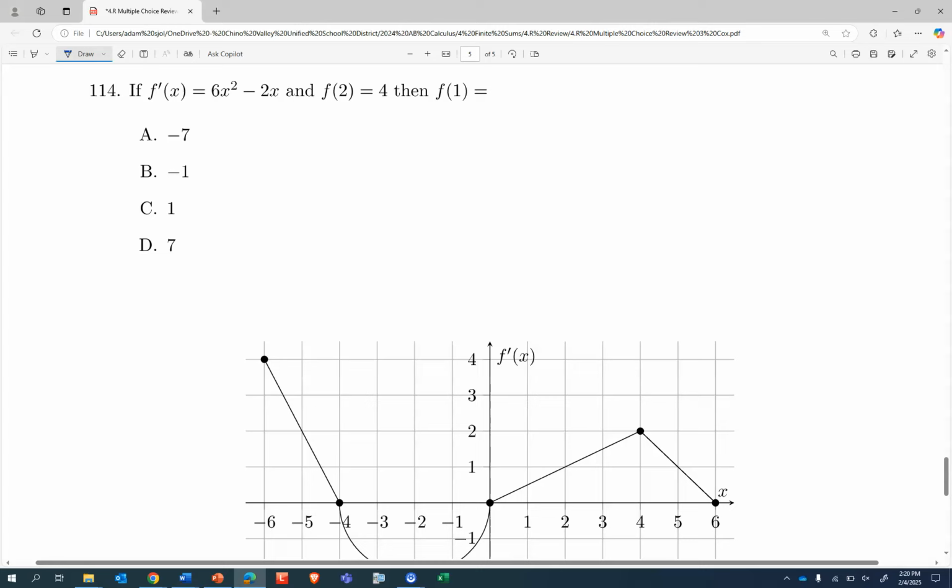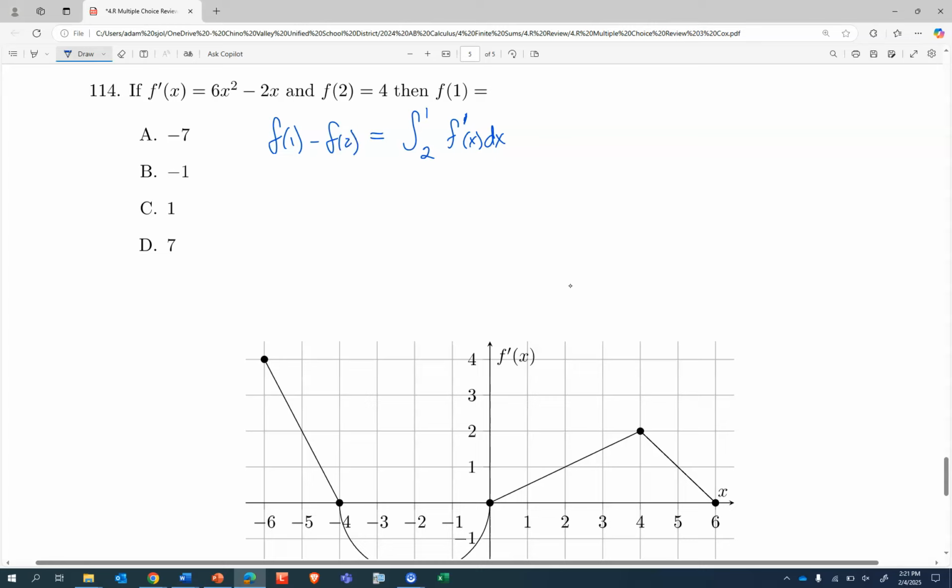Okay. F prime of x equals 6x squared plus 2x. F of 2 equals 4. Then f of 1 equals. So this is the other half of the fundamental theorem of calculus. And I think the best way to go is just to write out something that makes a ton more sense. The definite integral from 2 to 1, the order doesn't really matter. You'll just see this is the easier way, of f prime of x dx is equal to f of 1 minus f of 2.